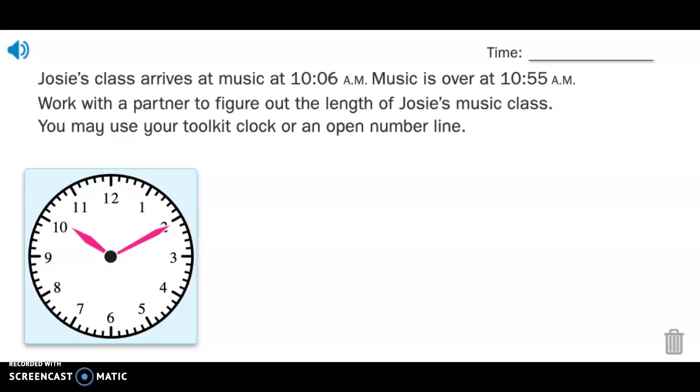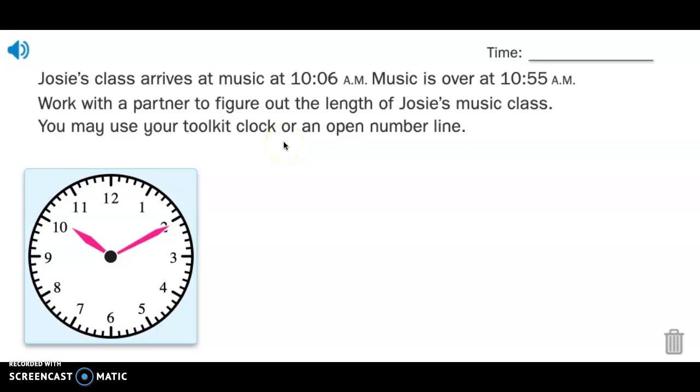Okay, today's math message you can do on a separate sheet of paper and just take a picture as usual when you're done and send it to your teacher. It says Josie's class arrives at music at 10:06 a.m. Music is over at 10:55 a.m. Work with a partner to figure out the length of Josie's music class. You may use your toolkit clock or an open number line.